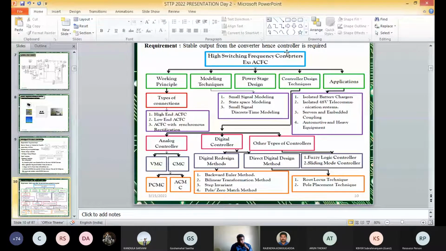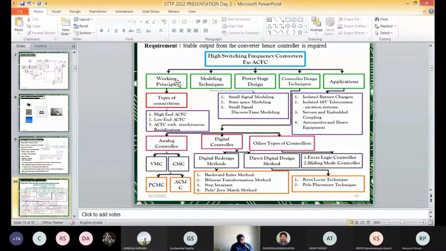Here, for a simple example, I am taking a high switching frequency converter. If you want to do research in the field of DC to DC converters, at the first stage we need to concentrate on the working principle of that particular type of DC to DC converter. Internally, isolated DC to DC converters have different types of connections, so we need to observe what those different connections are, and then, based upon that, observe the working principle.